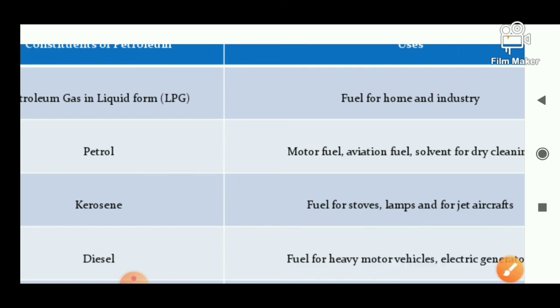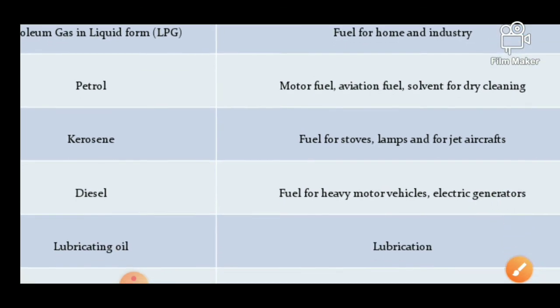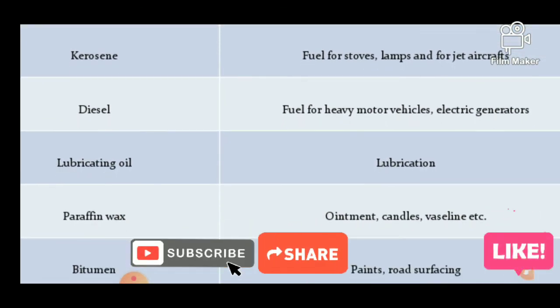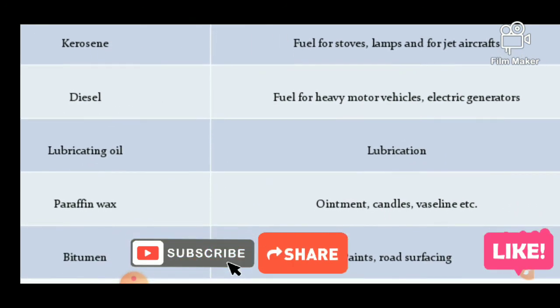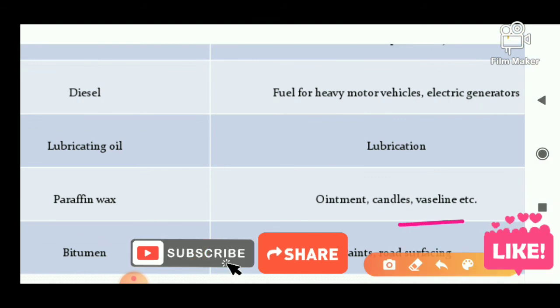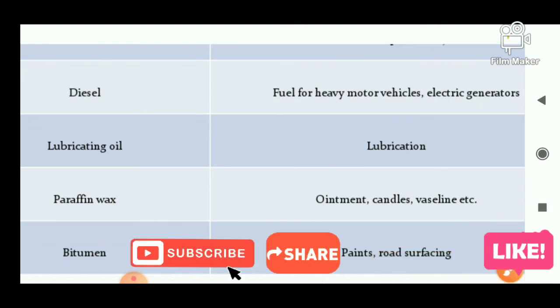Then next, diesel. It is used for heavy motor vehicles and electric generation, and lubricating oil. It is used for lubrication. Paraffin wax. Paraffin wax is used in ointments, for making candles, and Vaseline, etc. Then bitumen. Bitumen is used in paints and for the surfacing of roads.